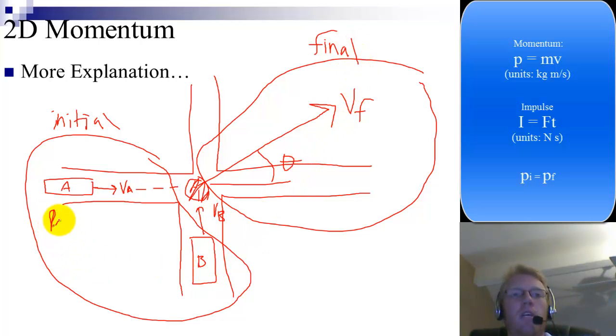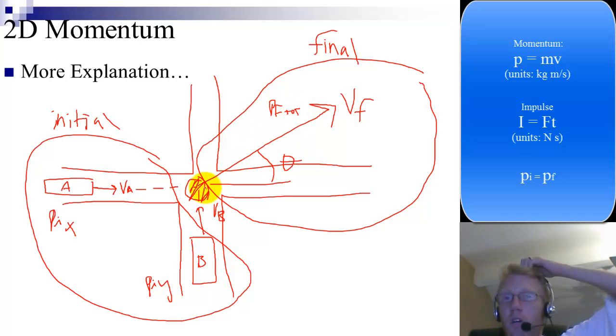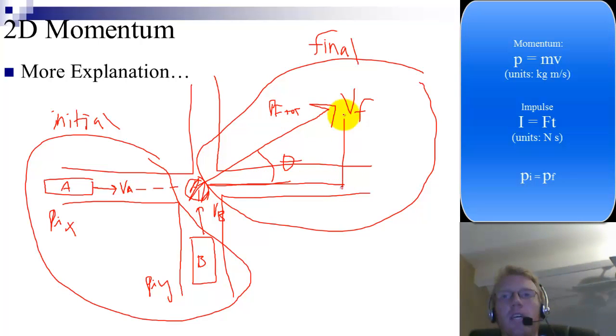So you'll need to find p initial in the x direction, which would be this guy, p initial in the y direction, which would be this guy, and then you need to find p final total by multiplying the total mass of the two cars that are stuck together times this final velocity, and then you can break that into its x and y components. So you'll have two equations, right? This momentum final vector to the right has to equal this momentum initial vector to the right, and this final vertical momentum vector should equal this initial vertical momentum vector.